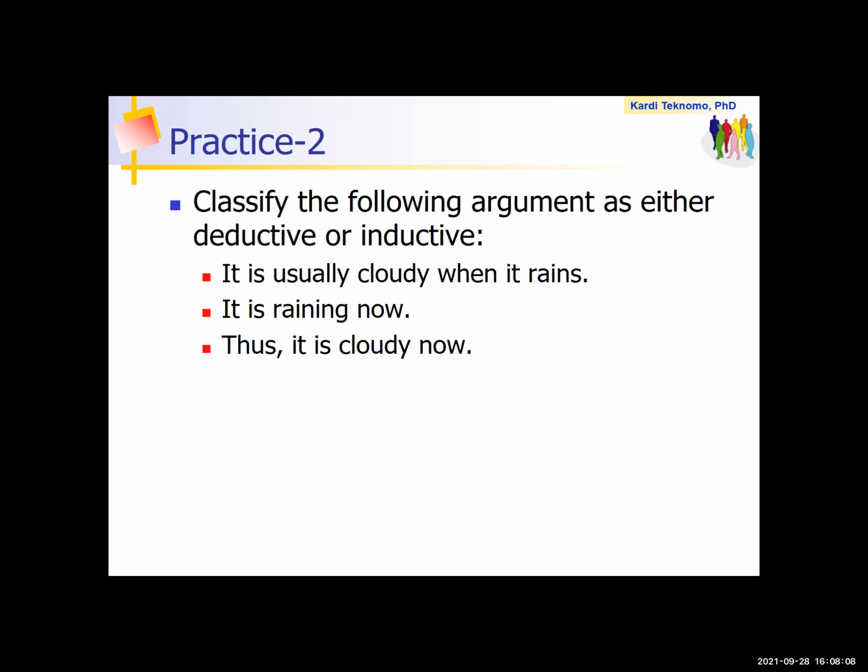How about this? It is usually cloudy when it rains. It is raining now, thus it is cloudy now. Inductive. Why is it inductive? Because usually, okay, has probability to not.